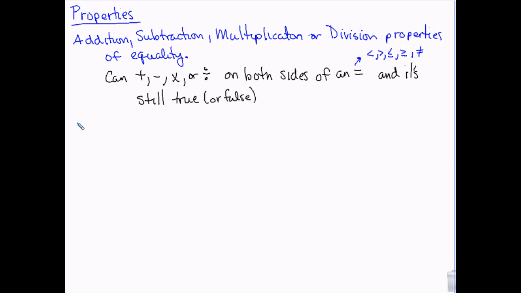Okay. The next property that you have is the commutative property. And this property allows you to change the order of addition and multiplication only.